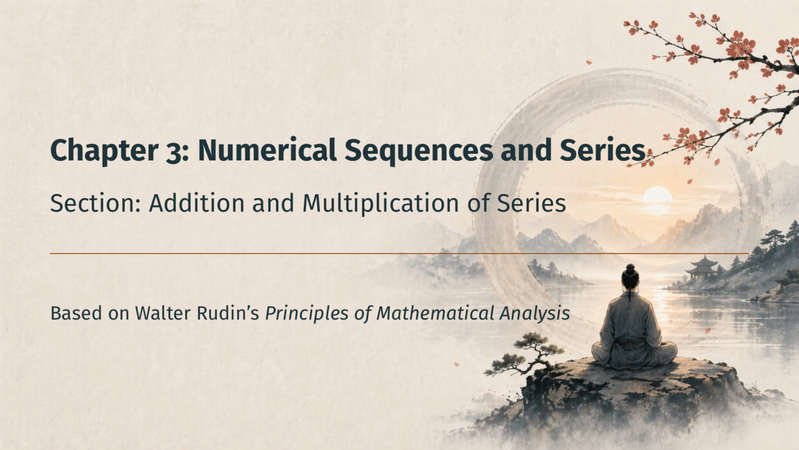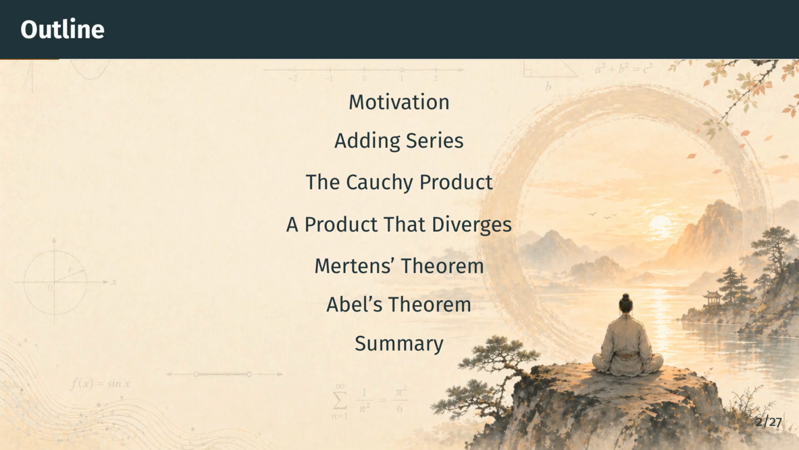We first have to decide what the product of two series should even mean, and that leads to the Cauchy product. Then we will see a striking example where the product of two convergent series diverges, a theorem of Mertens that rescues the situation when one of the factors converges absolutely, and finally a theorem of Abel describing what happens when the product series converges at all. Let's get started. Here is the plan for this section.